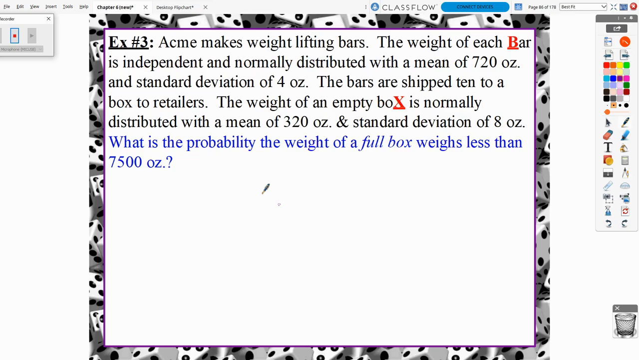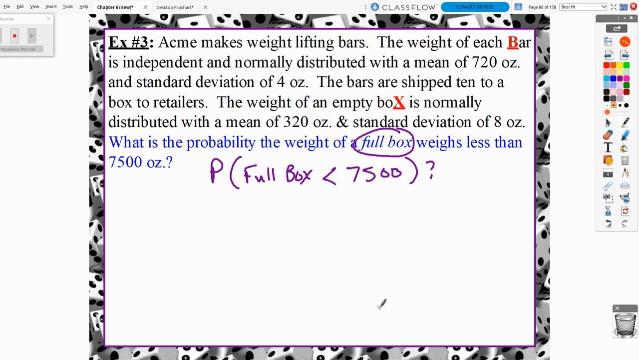What is the probability the weight of a full box, what's in a full box? 10 bars are in a box. Weighs less than 7,500 ounces. So here's the question they're asking. What is the probability that a full box, we're going to have to come up with a random variable name for a full box, but for right now, we'll just call this full box, weighs less than 7,500 ounces. So what does that come out to be?